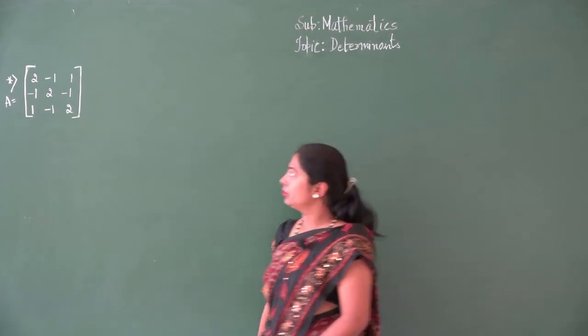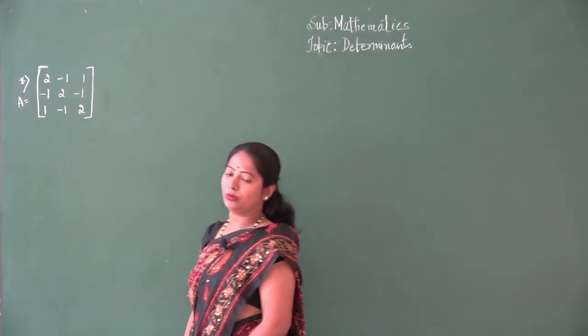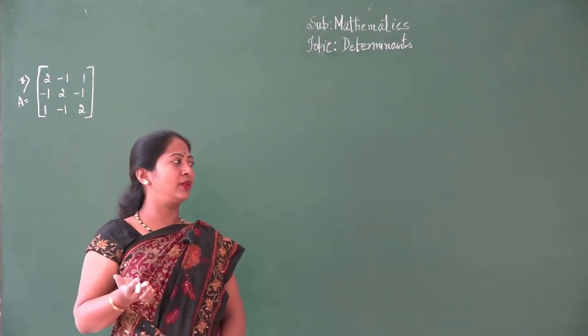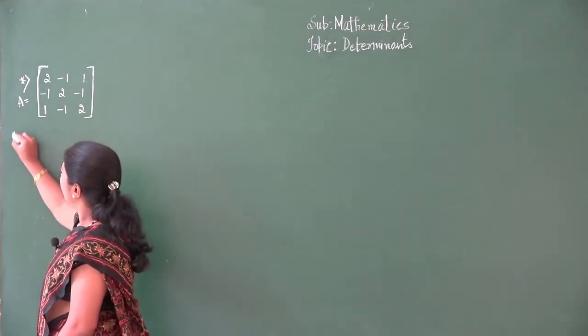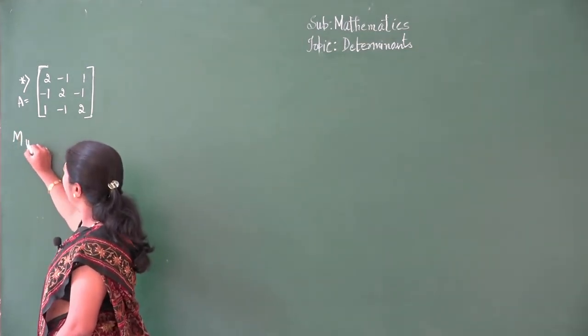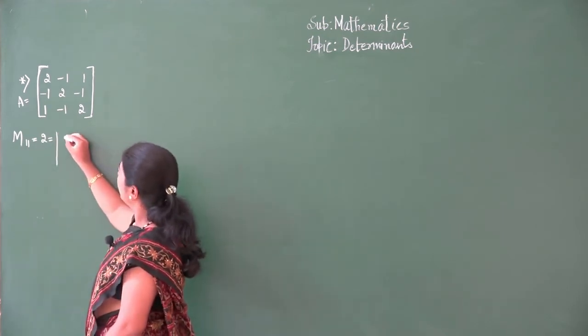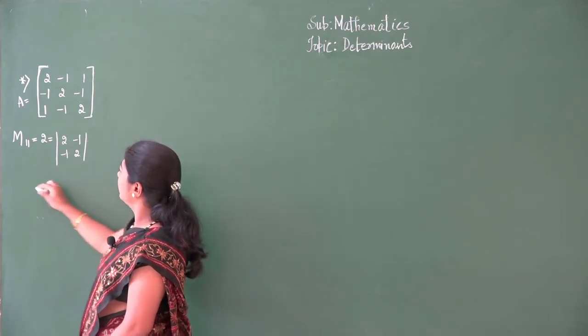A is equal to 2, minus 1, 1, minus 1, 2, minus 1, 1, minus 1, 2. The procedure is the same. First we shall find all the minors, then we shall find all the cofactors. So what is M11, which is the element 2? What are the elements left out? 2, minus 1, minus 1 and 2.